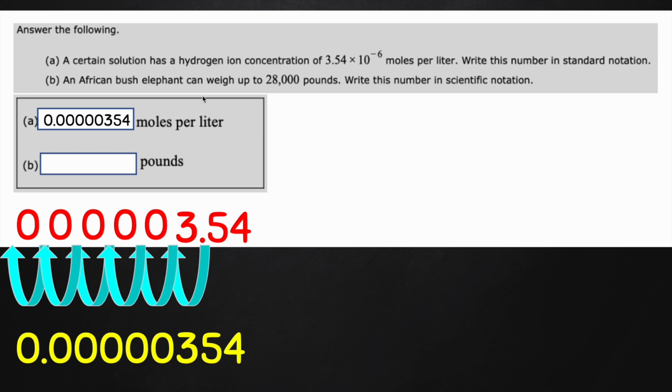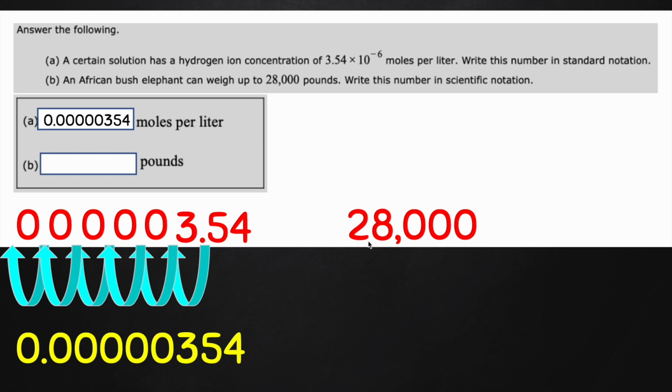All right, the second one said an African bush elephant can weigh up to 28,000 pounds. Write this number in scientific notation. So now we're going to put it into scientific notation. So now we're going to look at where the decimal is coming from. So the decimal, before I do that part, is coming from the end here. Normally I pop a little decimal up here. Remember, the comma is not a decimal. That's just a separator so that it's easier for us to read the numbers. Okay, but the decimals, if you don't see a decimal like this one, then it's all the way on the end. Okay, so we're going to move this decimal until we have one number to the left.